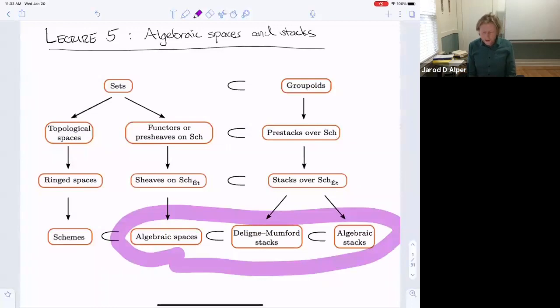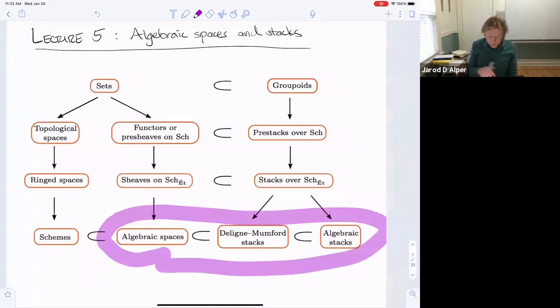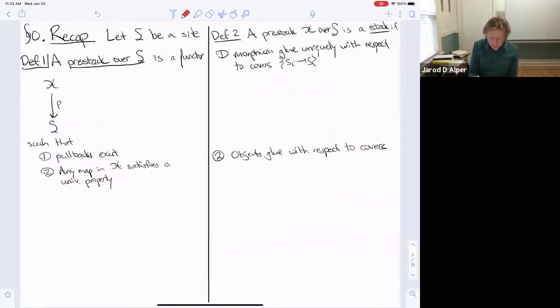I want to begin by reviewing first the terminology of pre-stacks and then stacks. So let's recap here. We'll fix a site S. So S is our site. And then a pre-stack over S is just a functor. So it's the data of a category X together with a functor to S.